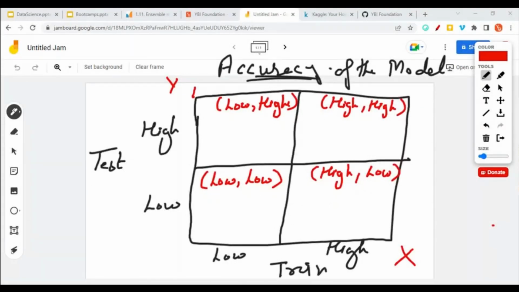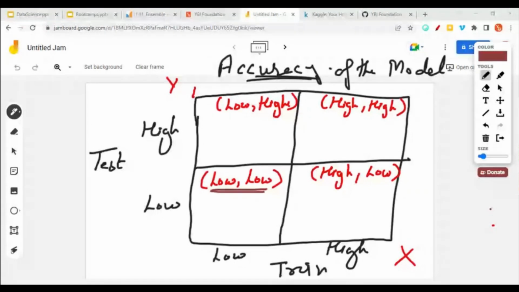So low accuracy, high accuracy: in the train sample we can find out, and in the test sample we can also find out. So what is the winning model all about? Winning model mein kaun sa hoga? Of course, if the accuracy is low, low, what does it mean? Kuch naya bhi seekhte hain. Agar low, low hai, iska matlab kya hai?